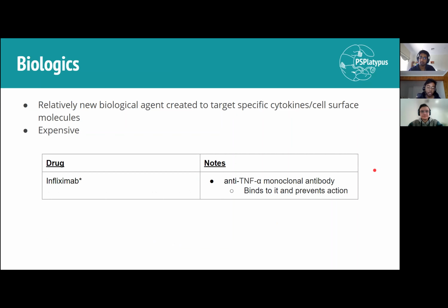Now, the drugs that inhibit cytokines are called biologics, and they are essentially a new class of drugs made through the use of monoclonal antibodies, and hence they're pretty advanced and recent, so they're pretty expensive. But an example is infliximab, which is an anti-TNF-alpha monoclonal antibody, which binds to TNF-alpha and prevents the action of it.